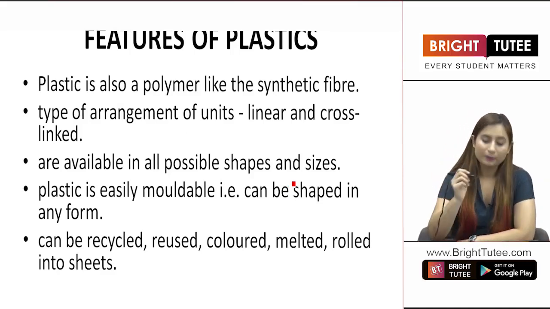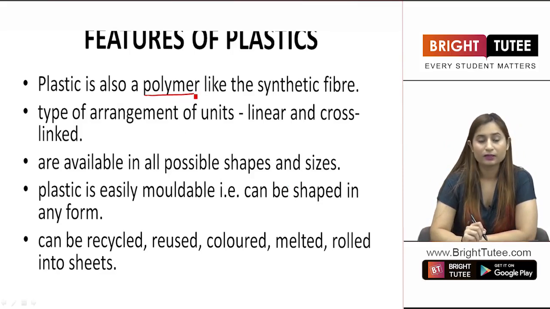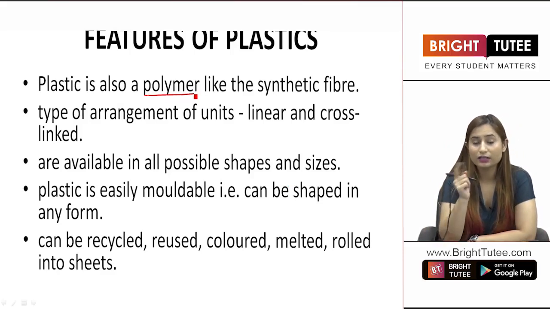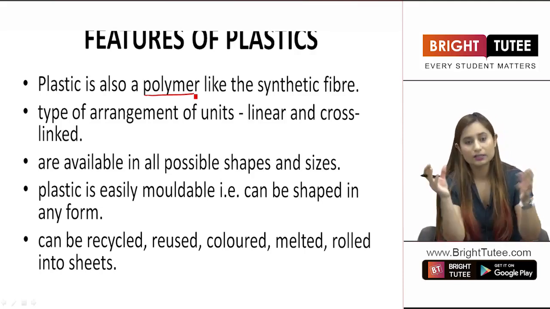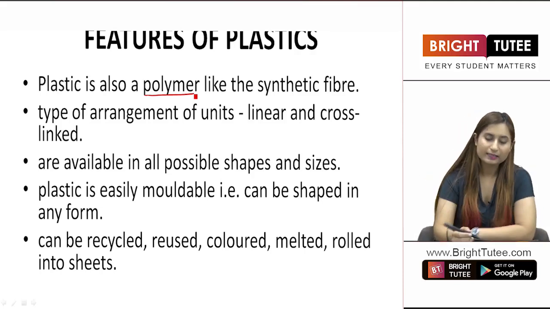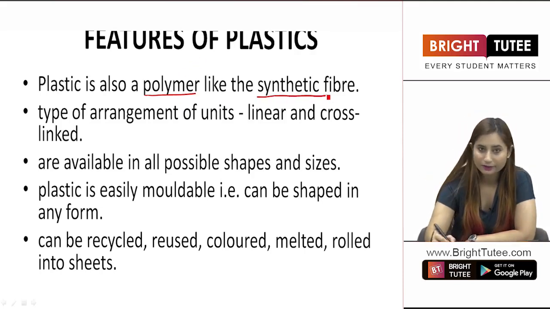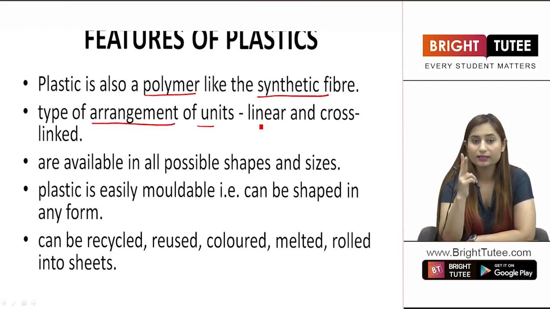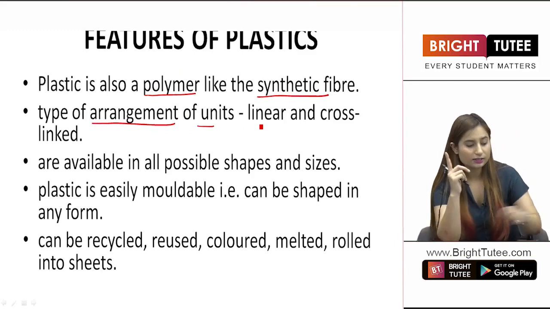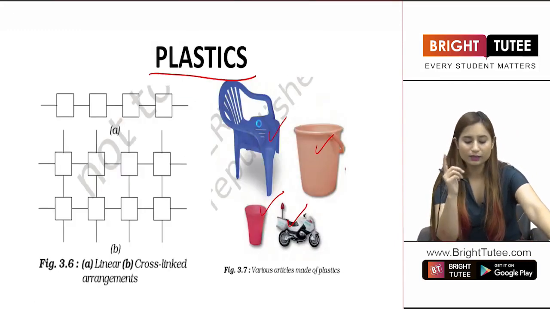First of all, plastic is also a polymer. We studied this kind of structure in the case of synthetic fibers as well, right? In the case of polyester, there were multiple molecules of esters linked together forming a longer chain, right? So plastic is also a polymer like synthetic fiber. The arrangement of units is of two kinds. The first one is linear and the second one is cross-linked.